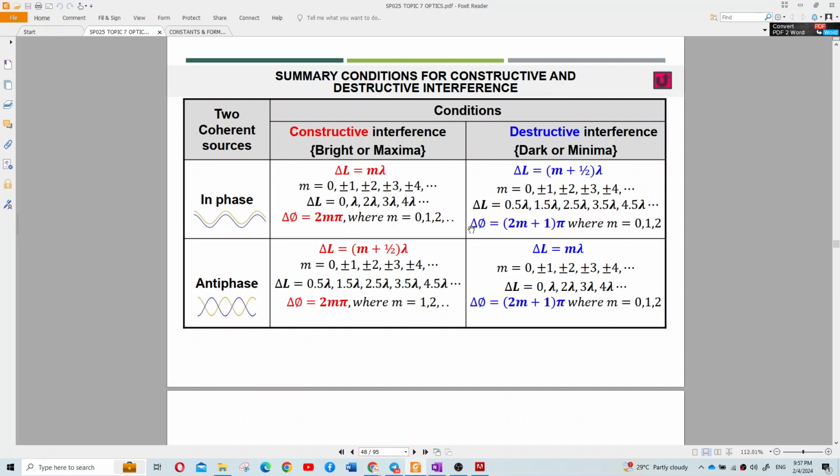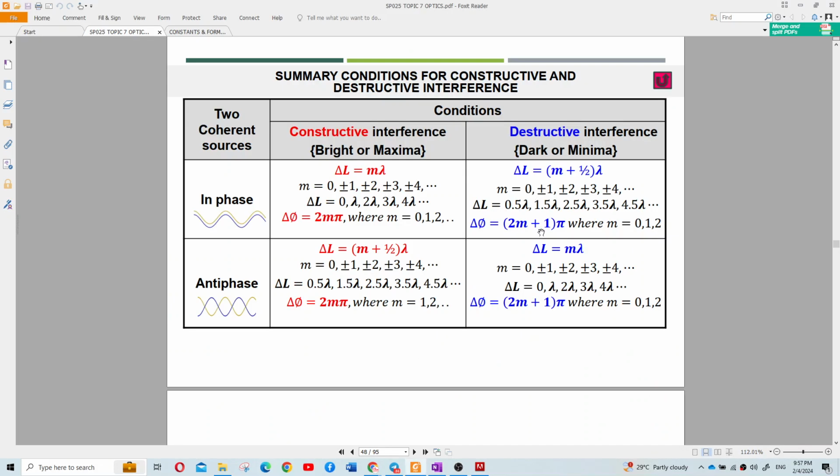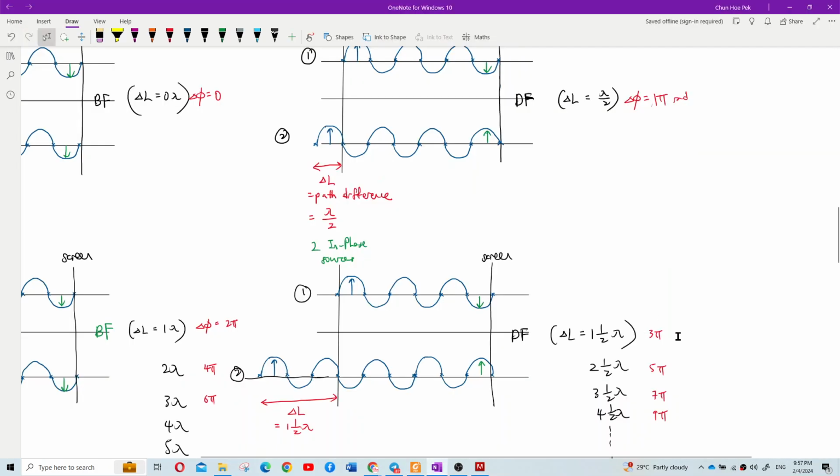Tengok ini delta phi untuk dark fringe atau minima dia adalah 2m plus 1. Nombor ganjil lah tu, nampak tak? It's like 2m plus 1. Kalau m ialah 0, means is 1 pi lah. Betul tak? Is 1 pi. Kalau m equal to 1, is 2 plus 1, 3 pi lah. 3 pi.